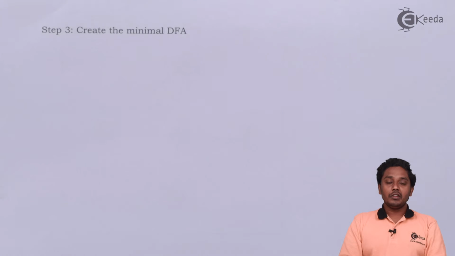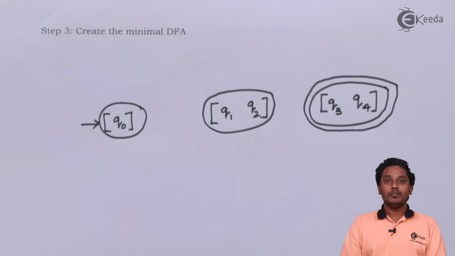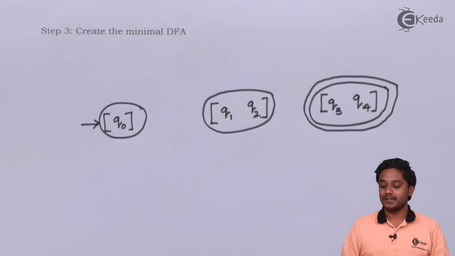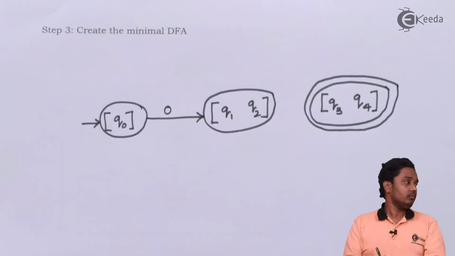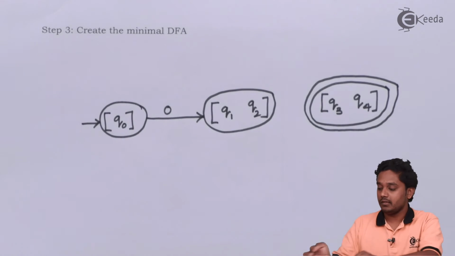Now let us try to draw the minimal DFA from the given classes. In the original DFA, we know that there is a transition from Q0 to Q1 on input 0. Here, we will mark that from the Q0 class to the Q1, Q2 class. On input alphabet 1, there is a transition from Q0 to Q2. That also is marked from Q0 to the Q1, Q2 class.